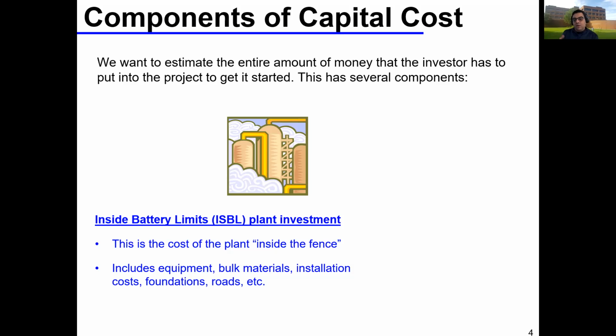You ever been on a chemical plant? It's like a small city, right? You have all of these things happening. You have small buildings where people work. You have your distillation columns. You have installation costs. You have material flowing in, material flowing out, all of the stuff. Whatever is happening inside the plant is called your inside battery limits.